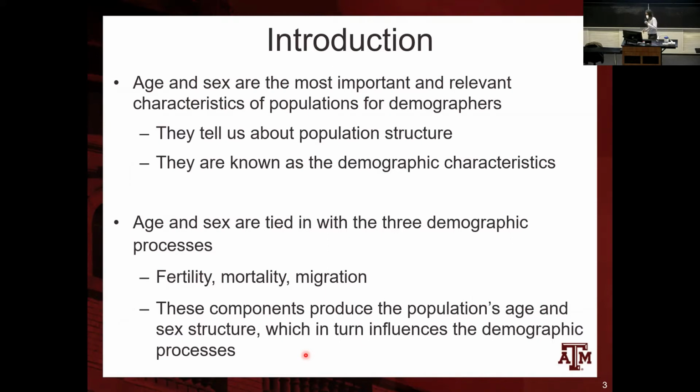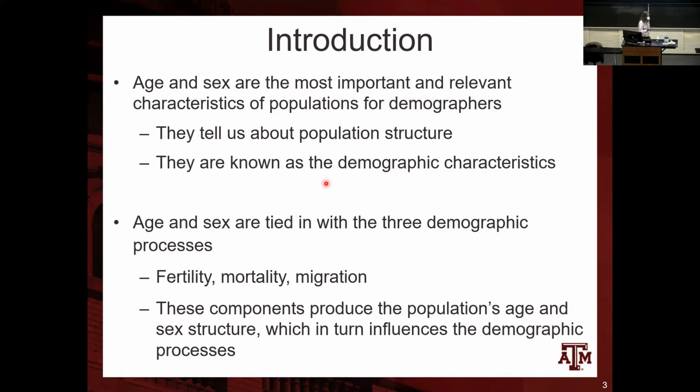So age and sex are the most important and relevant characteristics of populations for demographers. They tell us about the structure of the population. And these are known as the demographic characteristics. So usually when you hear someone say, what are the demographics of that specific group? Usually people are emphasizing the age distribution and the sex distribution of that population.